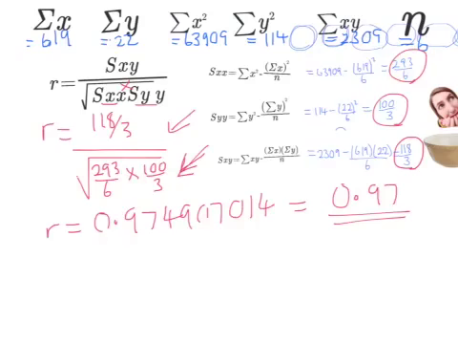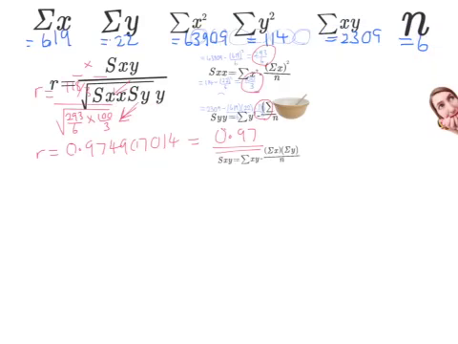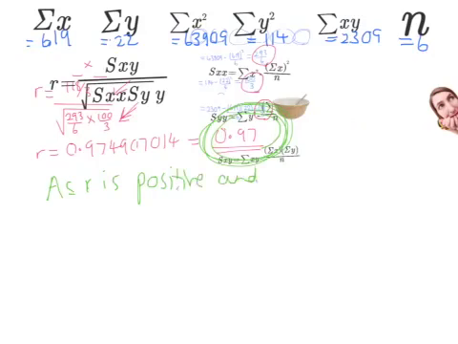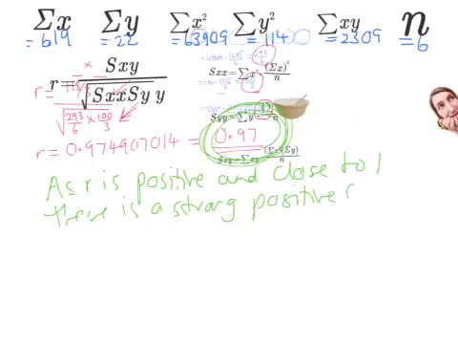Okay. So the last thing we have to do is make a comment on this R coming out as 0.97. The first thing we say is we notice it's positive. So we say as R is positive and close to 1, there is a strong positive correlation. We recognise that. It's a positive number and it's pretty close to 1.